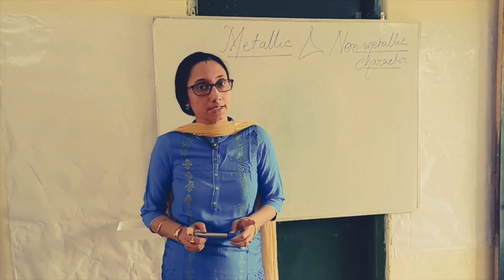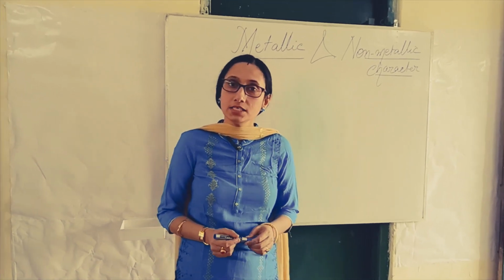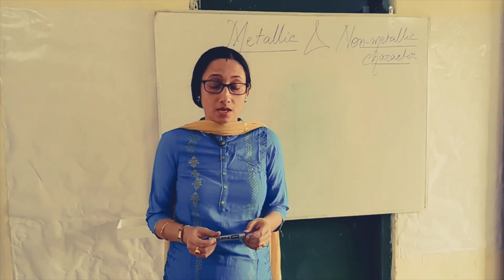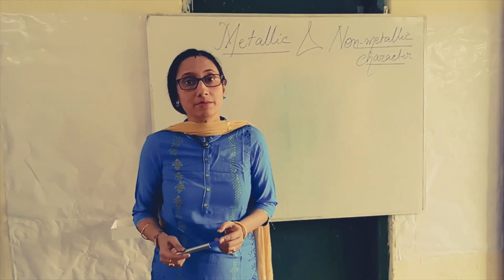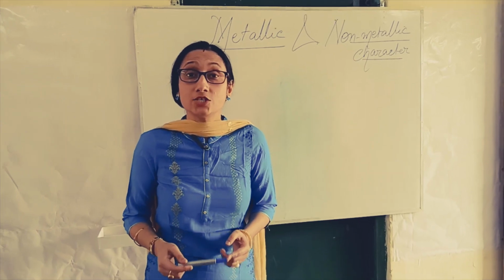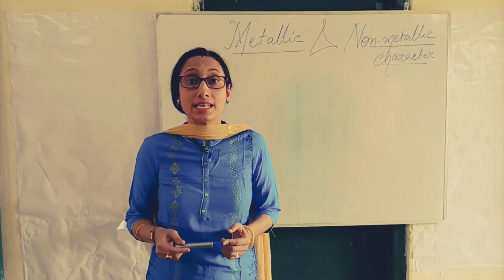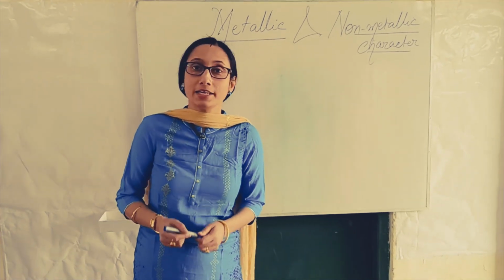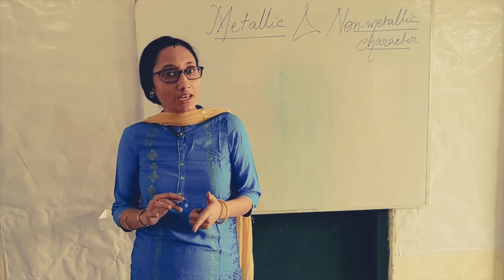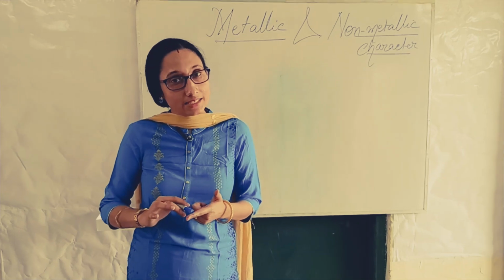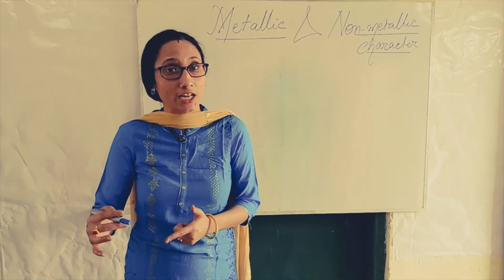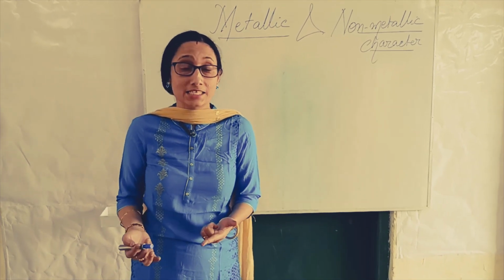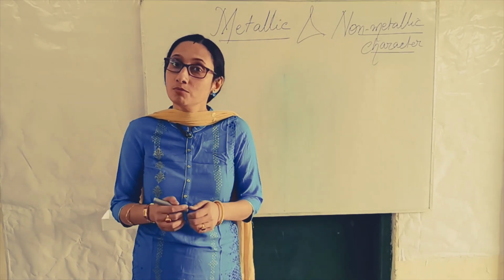Now we will discuss metallic and non-metallic character. Now what is a metal? A metal is an element which has a tendency to lose its valence electron, thus leading to the formation of a cation. That means if an element can easily lose its valence electron to form a cation, then its metallic character will be more.